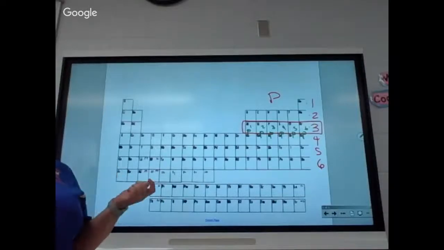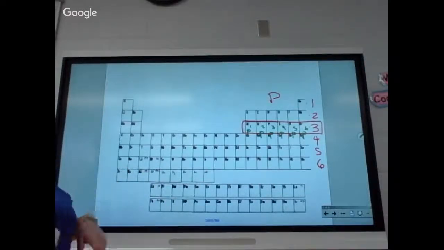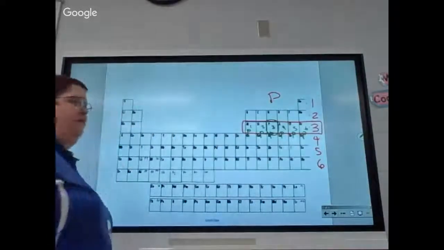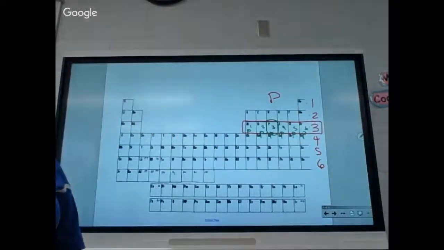So what's a half filled P sublevel? 3. So P3 would put us at what element? Phosphorus. Okay? Make sense? Abraham, you're looking at me like, how on earth did Miss Wall get that?